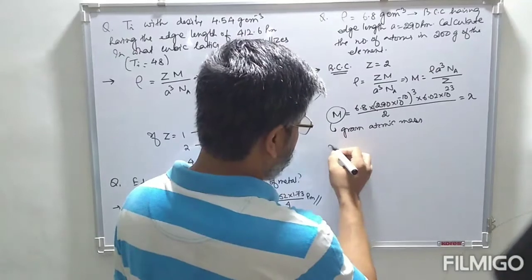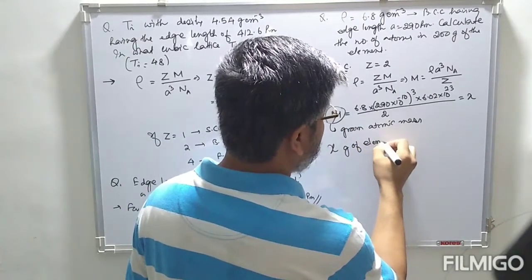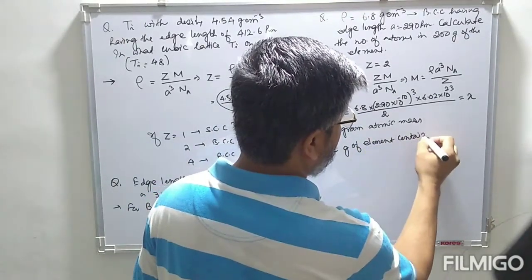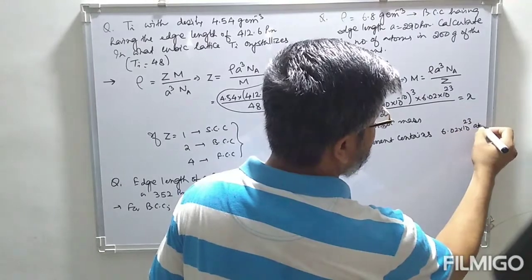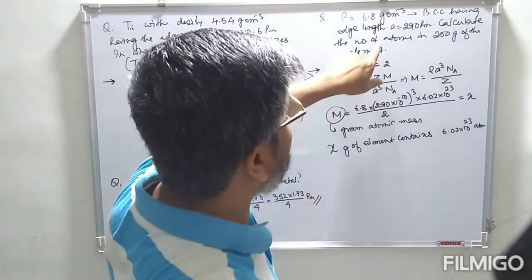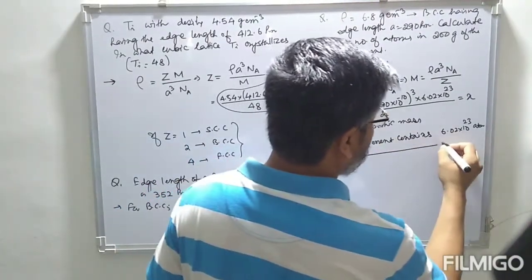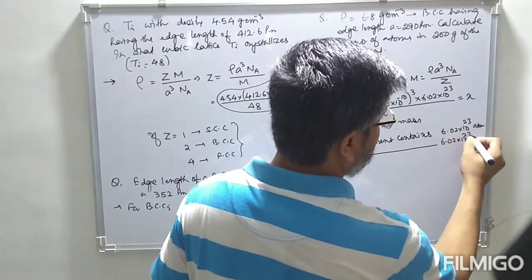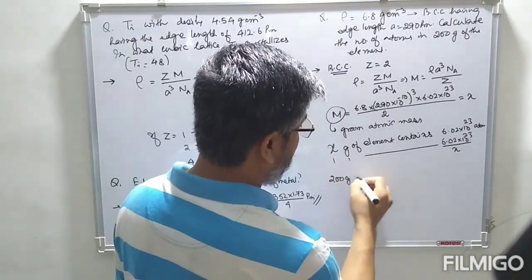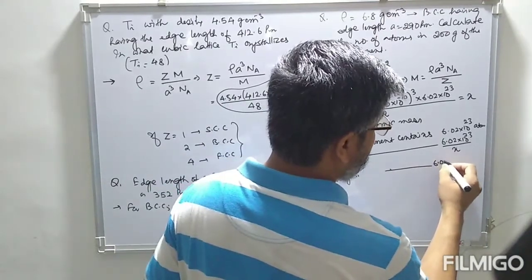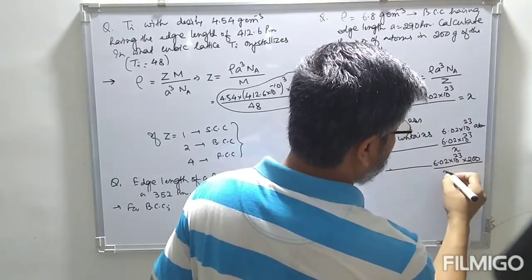So therefore look at this. X gram, that is gram atomic mass of element, contains 6.02 into 10 to the power 23 atoms. Then the question says, how many atoms are present in 200 gram of this thing? So 1 gram of the element will contain 6.02 into 10 to the power 23 divided by x. So 200 gram of the element will have 6.02 into 10 to the power 23 into 200 divided by x.